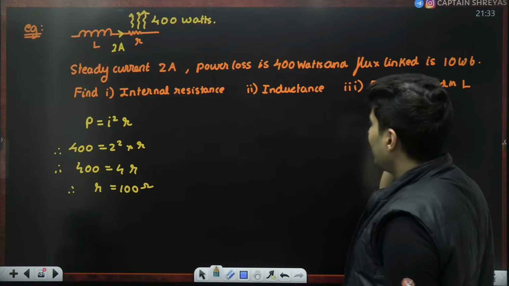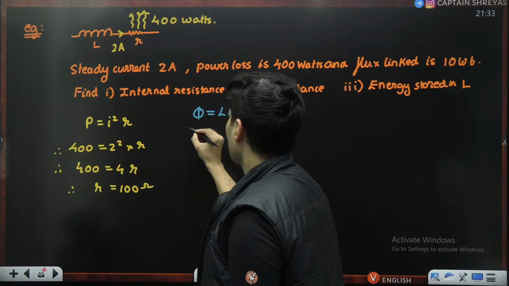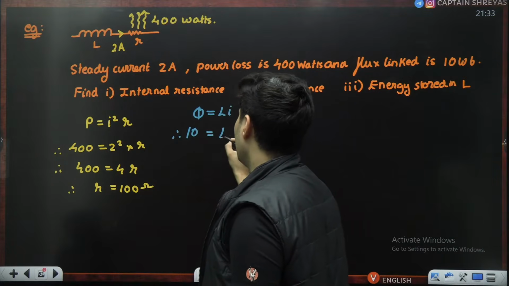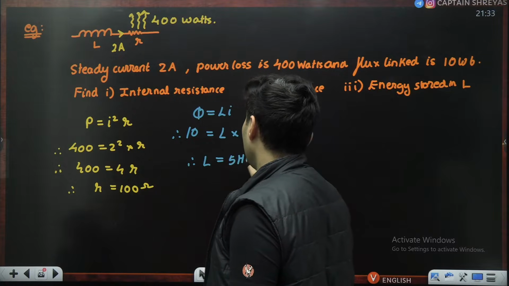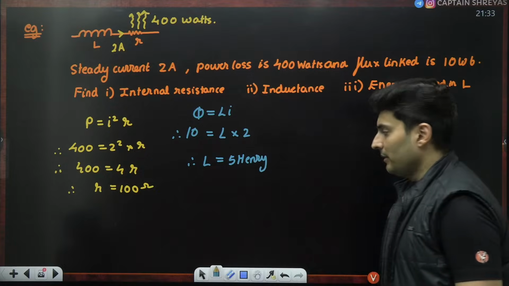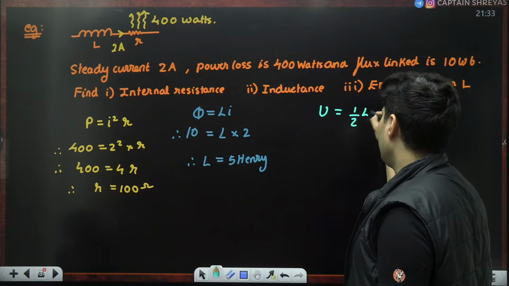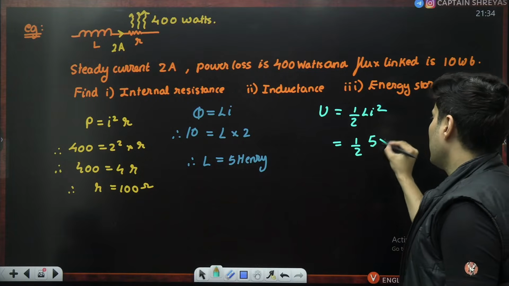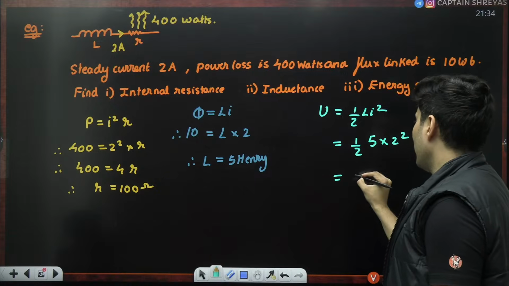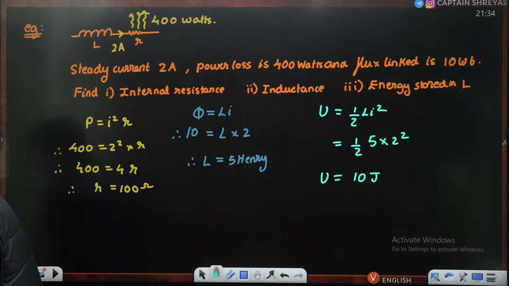Cool. Can I find inductance? Maybe I can. Flux linked is given, phi is L i. Flux linked is 10 Weber, inductance I don't know, current 2 amperes. So inductance is basically 5 Henry. So the second part is also done. Third part, energy stored in the inductor. U is half L i square. Inductance is 5, current is 2, the 2 cancels, 2 fives are 10. So 10 joules of energy is stored in it. Correct. Awesome. Very good.